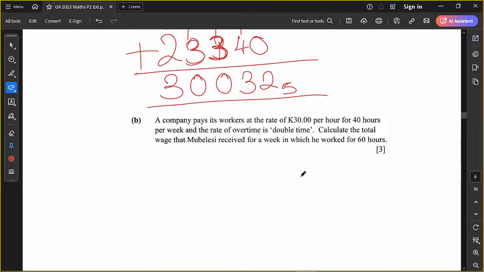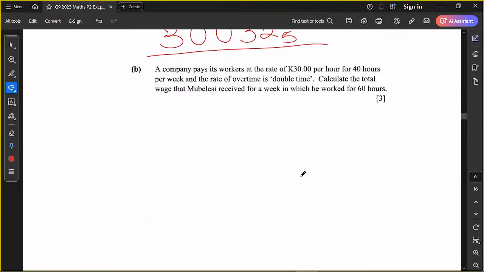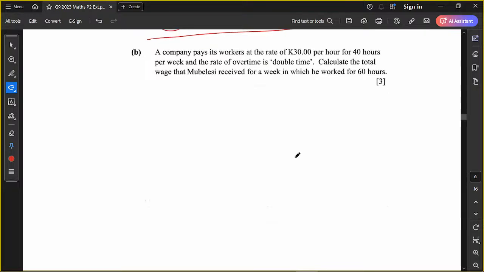We come to question 3b, which is: a company pays its workers at the rate of 30 kwacha per hour for 40 hours per week, and the rate of overtime is double time. Calculate the total wage that Mubelesi received for a week in which he worked for 60 hours. Okay, very good. So we have this hardworking man, Mubelesi, who worked for 60 hours, so almost half again of the normal working hours of the week. So how do we find this?